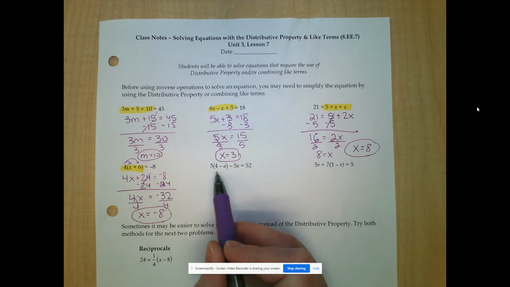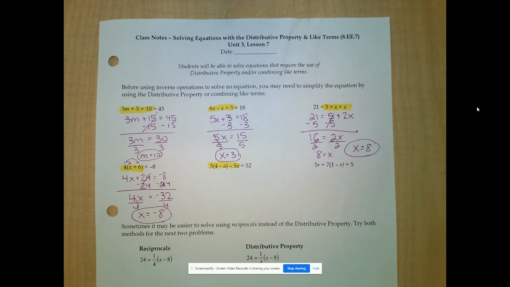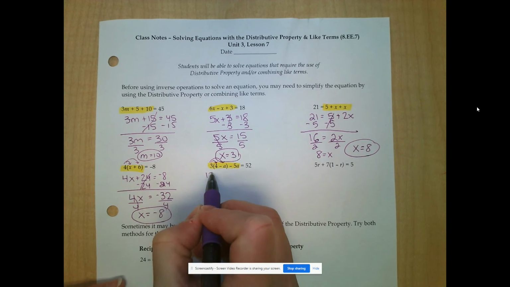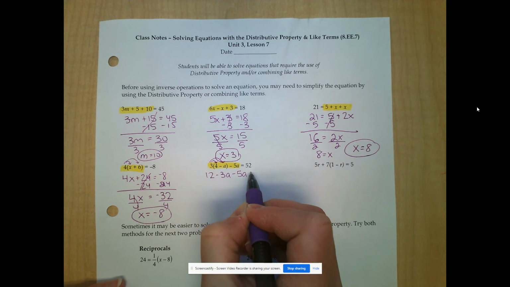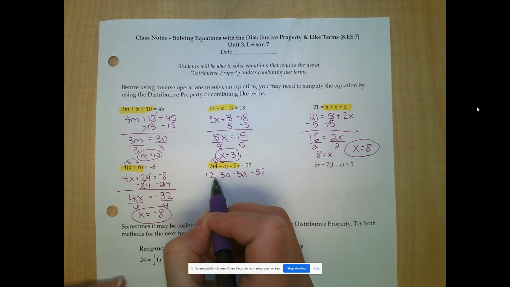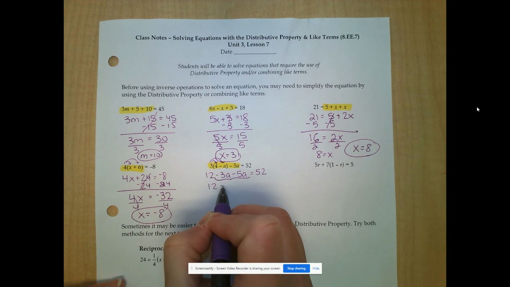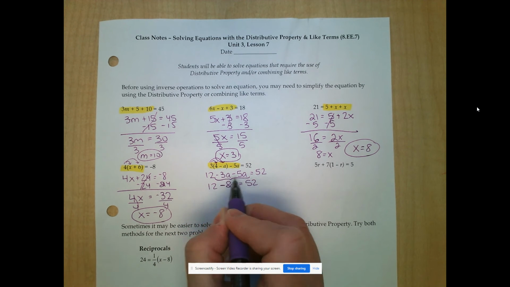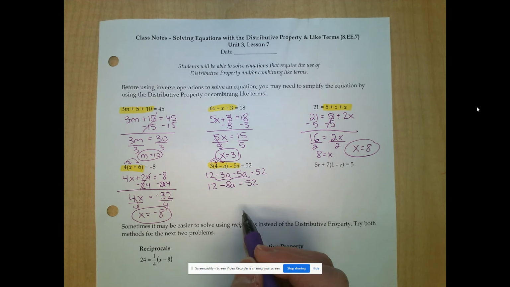Here, I have a lot going on on this left side. I'm first going to simplify the distributive property, the 3 times the 4 and the 3 times minus a. So 12 minus 3a minus 5a equals 52. Looking at minus 3a minus 5a, that's going to be minus 8a, right? I subtract 3a and subtract 5a, so I could subtract 8a all at once. Now it looks like a two-step equation.